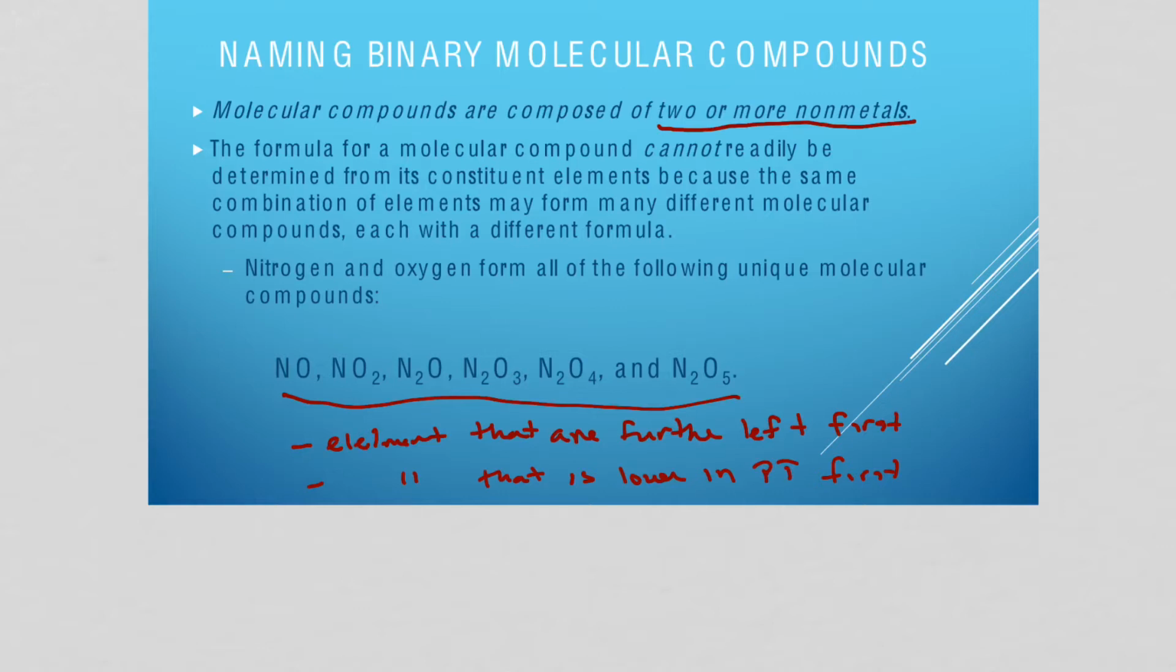If we have two elements in the same group, say S and O, S would be written first because it's lower in the group. So that's just the basic rule of thumb, where elements that are further to the left and lower in the periodic table are written first. Things like carbon and phosphorus and nitrogen will often appear at the beginning. Oxygen will almost always be second or later in the formula because of its position on the periodic table. So that's the rationale for why they're written in the order that they are.